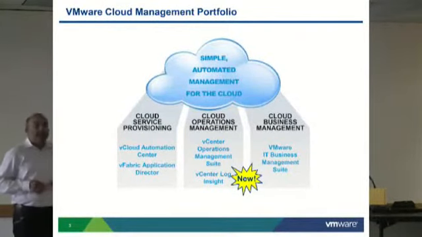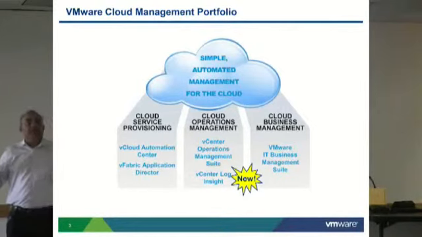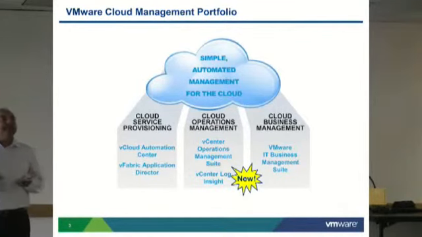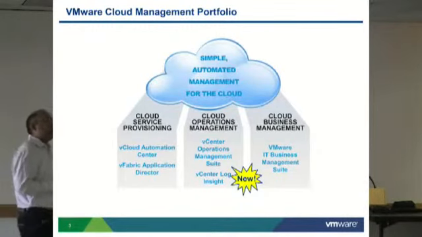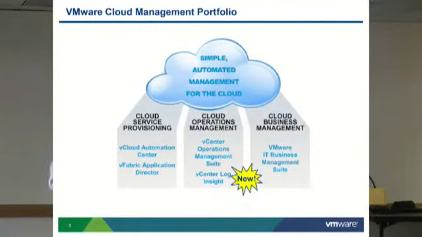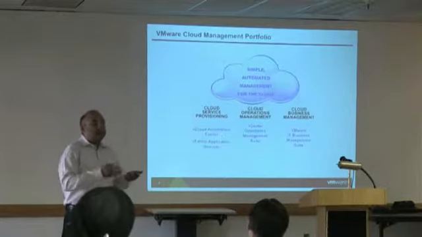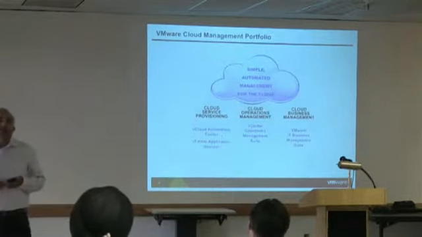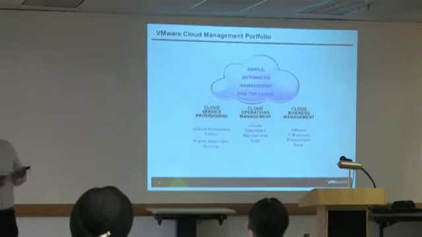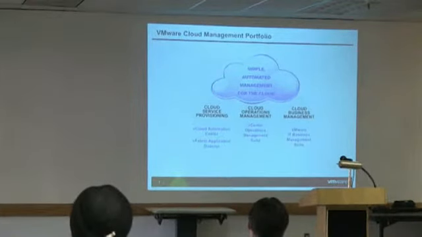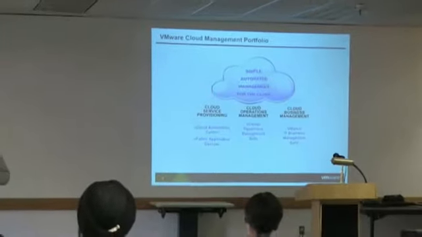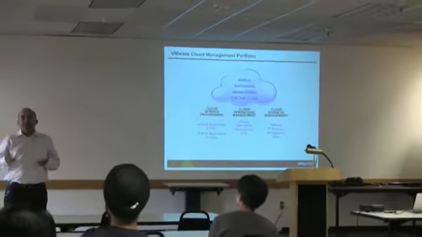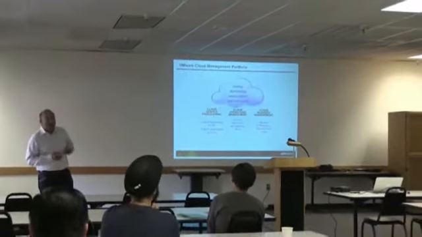So when you start thinking about the cloud management portfolio that VMware offers, you essentially think about it in 3 core pillars. The first one is around cloud service provisioning, and that is around automated management of provisioning of infrastructure, services, apps, etc. The second one is around cloud ops management. The third one is cloud business management, where essentially you're thinking in terms of the business of IT, managing vendors, SLAs, etc.